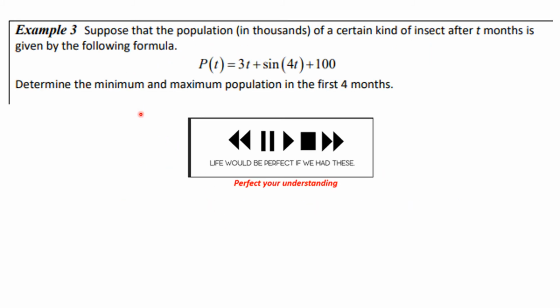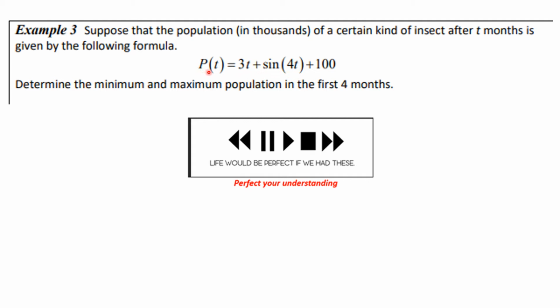Now this is a word problem and really speaks to the kind of applications you could run into. Suppose that the population in thousands of a certain kind of insect after t months is given by this formula, and you see this could shift seasonally with respect to the months, as you know, it's colder and warmer and so on and so forth.